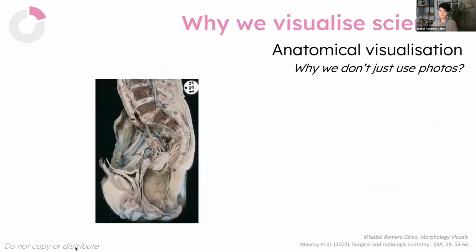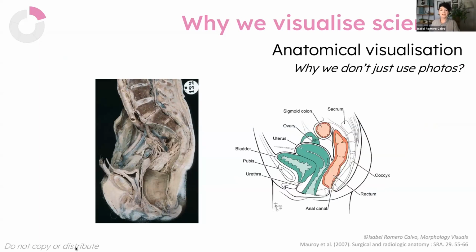Another example: this is a cross-section of a female pelvis. This is an example in anatomical visualization of why we care about visualizing science. Why, again, do we not just use pictures? Well, it might be a bit difficult to understand what organs are involved, and that's why we use illustration and we use color in this example. It's a paper published a few years ago, but it separates different organs within a cross-section of a female pelvis to understand what we are talking about.